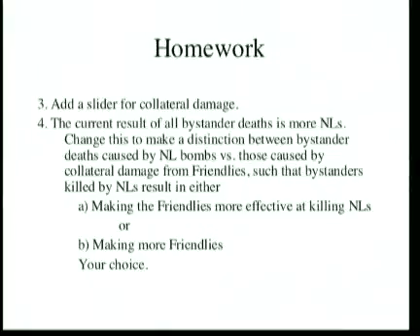Right now in the model, even if a neo-Luddite kills some of his brethren bystanders, the bystanders will blame the friendlies and create more neo-Luddites. Maybe that's not quite fair. So I want you to make a change to the model to make a distinction between bystander deaths caused by neo-Luddites versus those caused by collateral damage from the friendlies, such that when bystanders are killed by neo-Luddites, the neo-Luddites are penalized somehow. One way to do it is to make the friendlies more effective at killing neo-Luddites. Make their guns have a longer range, for example, or make them able to see and kill neo-Luddites in a wider angle than they are now.